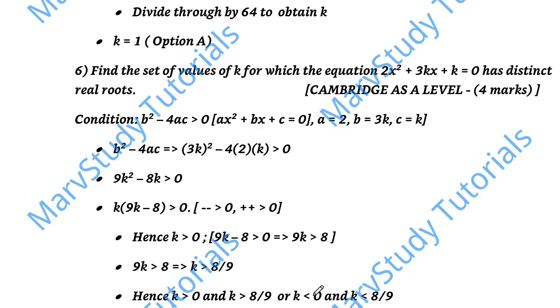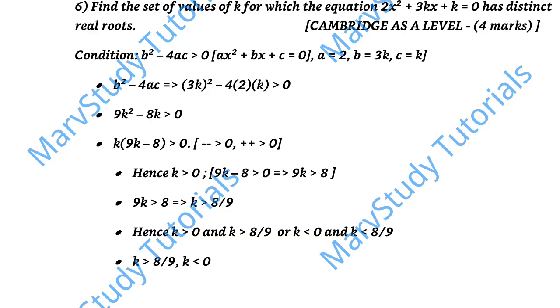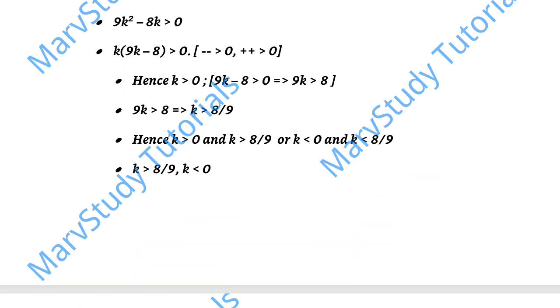And so we just take this combination: k less than 0, k greater than 8 over 9. That's going to satisfy the inequality. So that's the set of values of k for which it has distinct real roots.